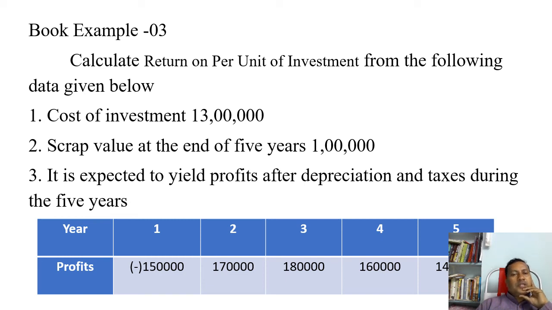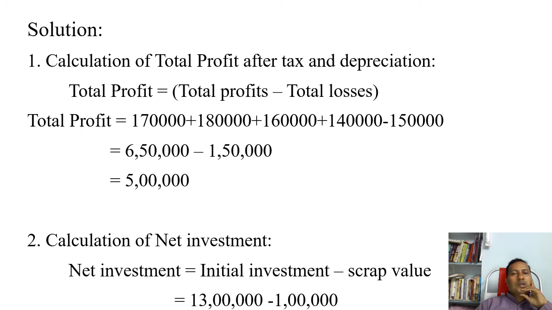While calculating average profit, it is total profit minus total loss divided by total number of years. So the total calculation of total profit after tax and depreciation: 1,70,000, 1,80,000, 1,60,000, 1,40,000, and 1 year loss of 1,50,000. So the total profit becomes 6,50,000. If you subtract the loss 1,50,000, it comes to 5 lakh.